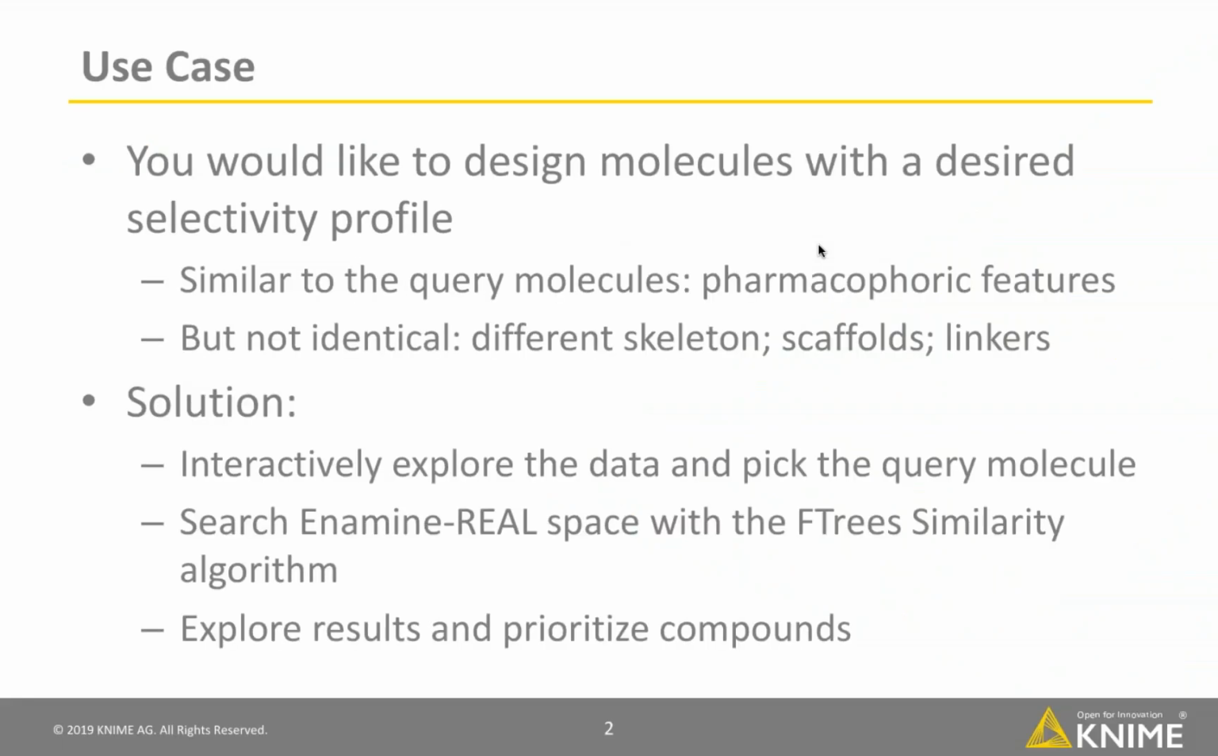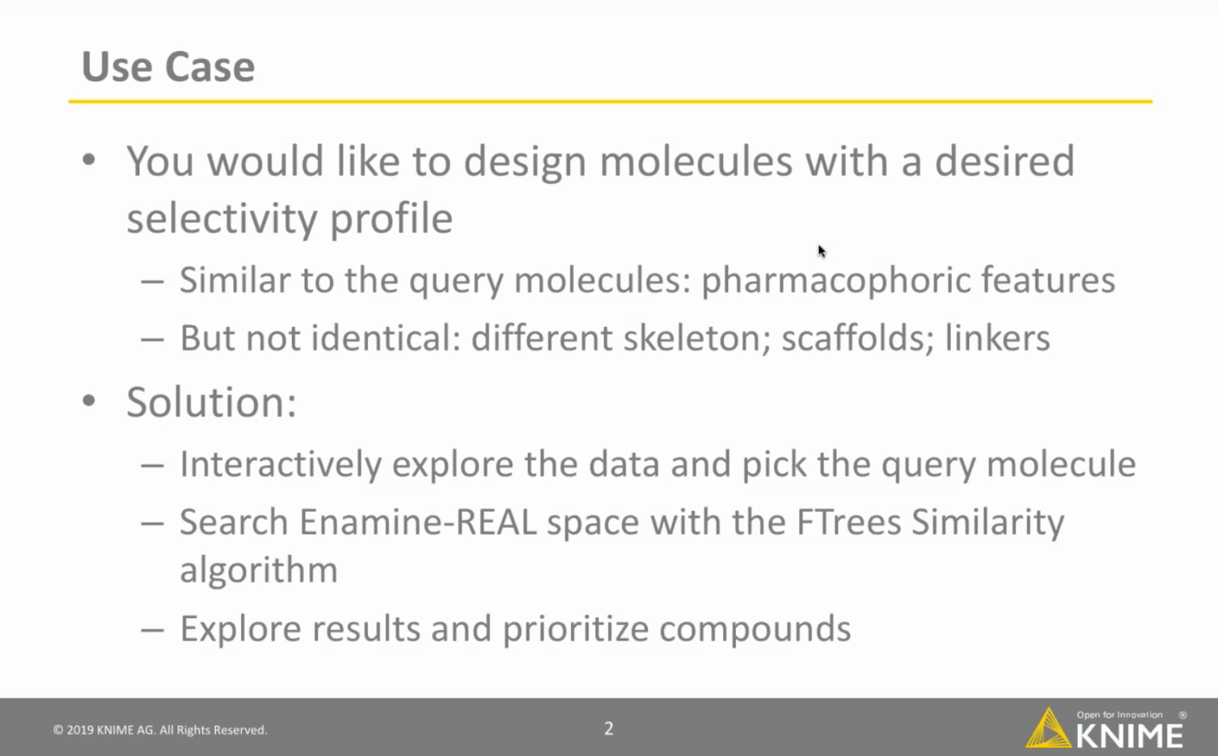So let's start with the use case, or with the problem that we want to look at. You would like to design molecules with a certain selectivity profile. I'm sure most of you have been there, since we know that you're medicinal chemists and computational chemists. You would like to find molecules that are similar to the query molecules, so they have similar biopharmacophoric features, for example, but you don't want them to be too similar, so that they're not identical. You would like the molecules to have a different skeleton, different scaffolds, so that, for example, the linkers of the molecules are also different.